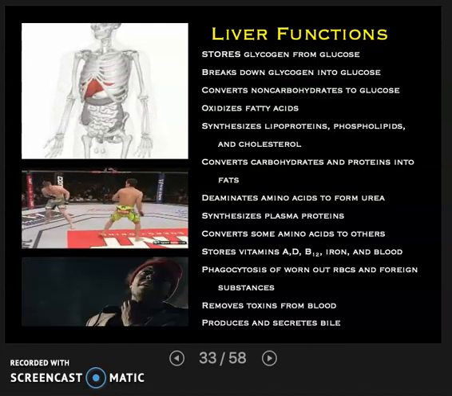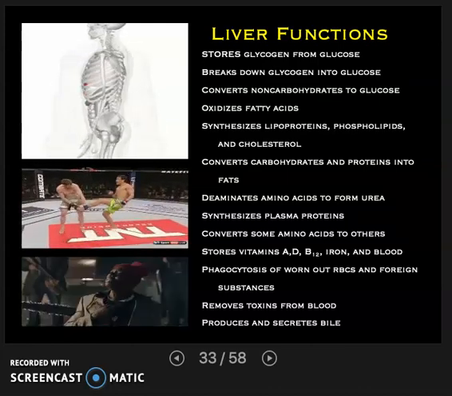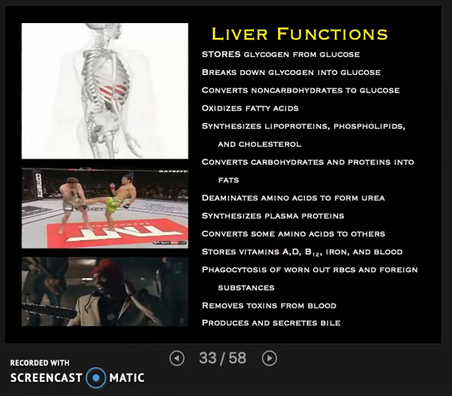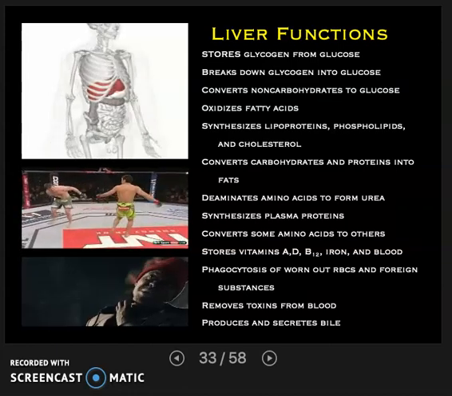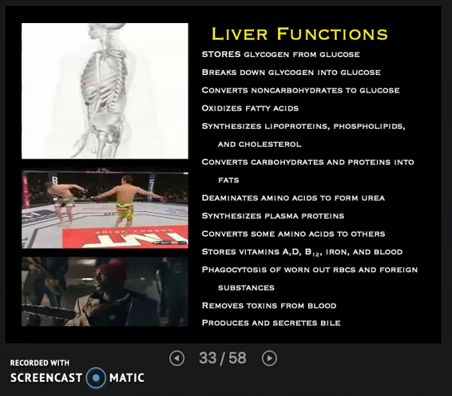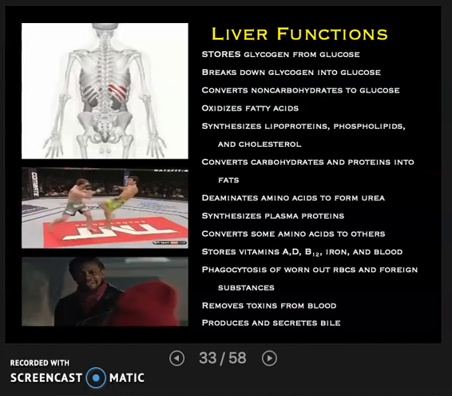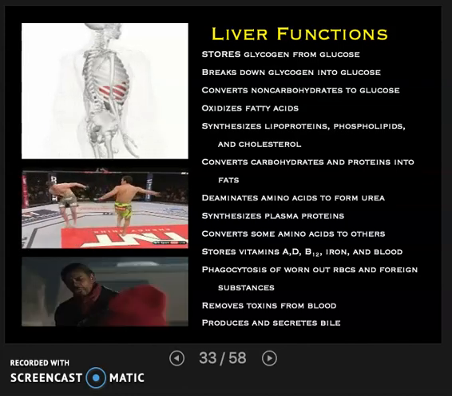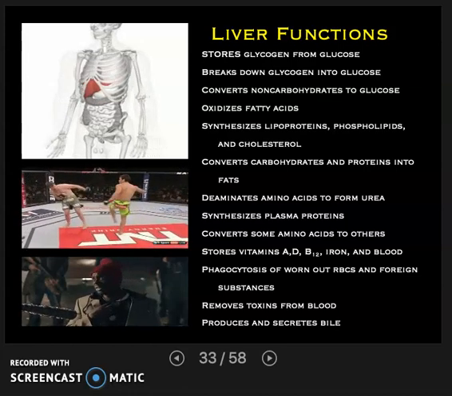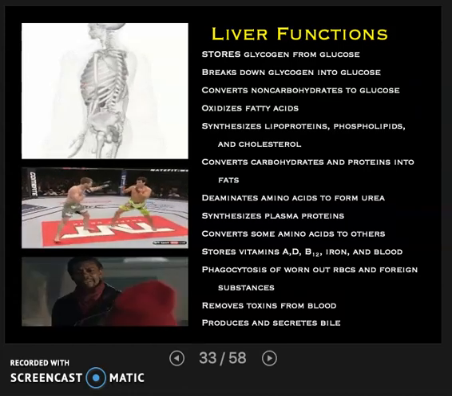It also breaks down fatty acids. It oxidizes fatty acids, and it makes lipoproteins and phospholipids and cholesterol. So remember that when you have hypercholesteremia, that is high blood cholesterol levels, one of the problems might be liver dysfunction as well. It takes carbohydrates and proteins and also turns them into fat.